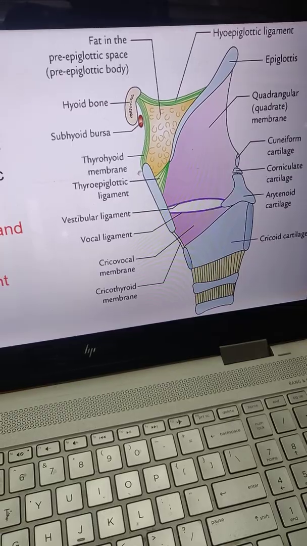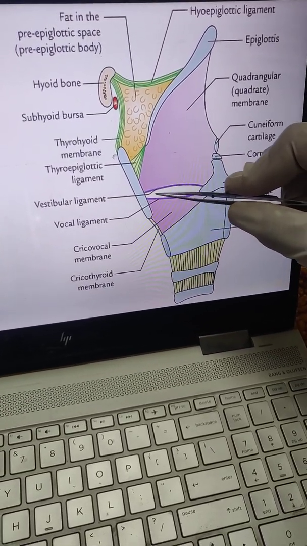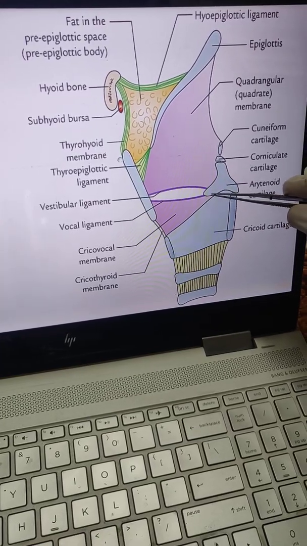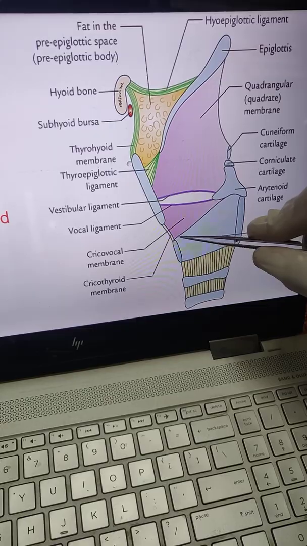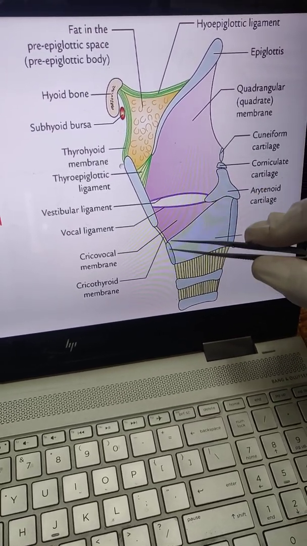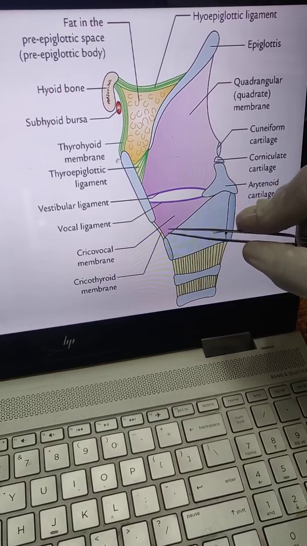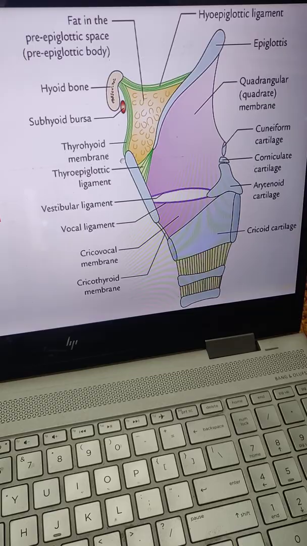And the cricothyroid ligament is the most anterior part of the cricovocal membrane. This is the upper part of the cricovocal membrane. It makes the vocal ligament, while the anterior part of the cricovocal membrane makes the cricothyroid ligament, and it is also called the conus elasticus.